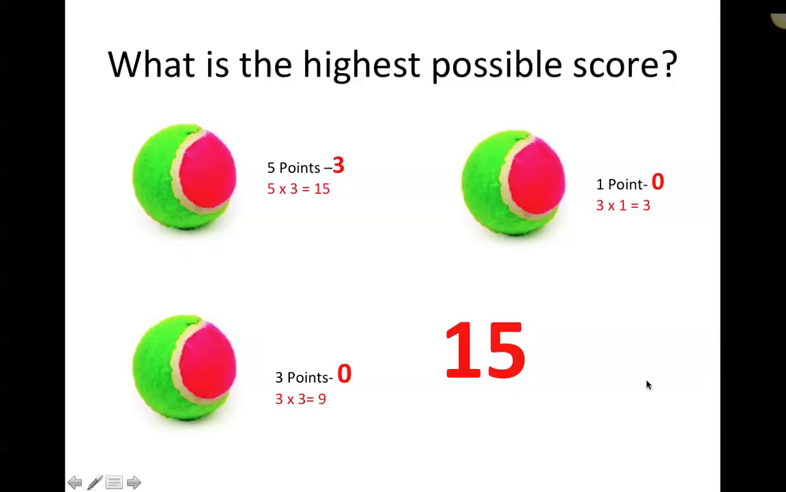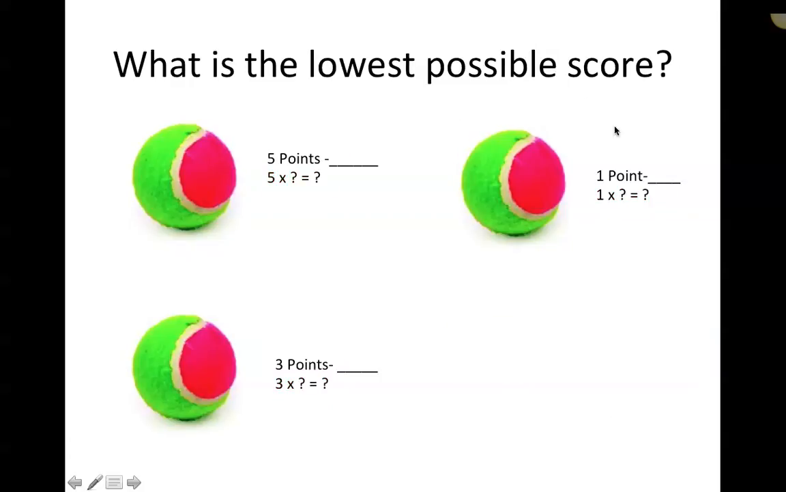The highest possible score that you could get using 3 throws in this scoreboard is 15. The way you'd get that is you'd have all 3 throws land in the bullseye. 5 times 3 equals 15.